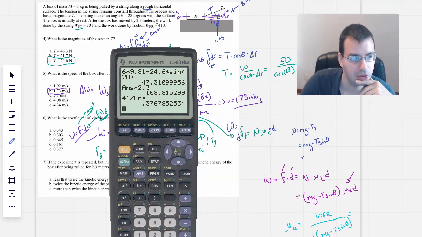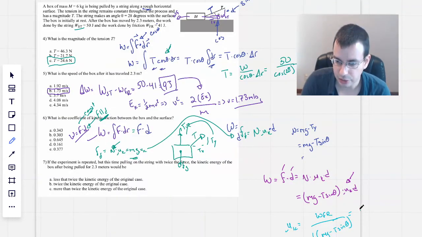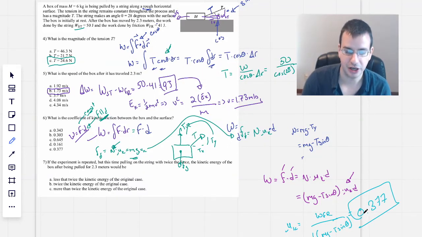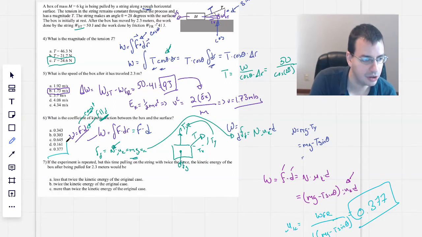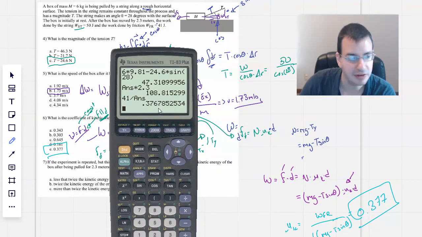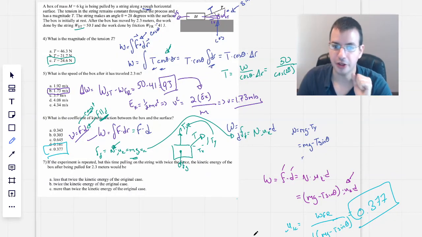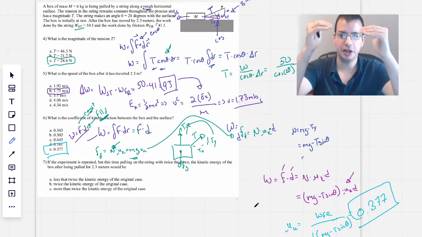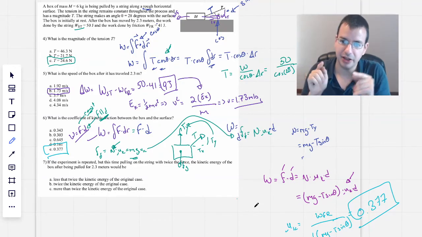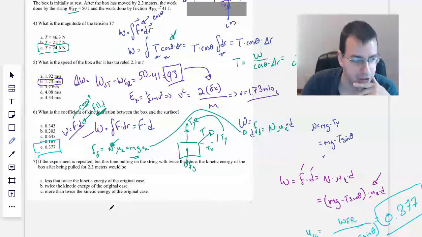It gives us 0.377. Coefficient of friction is usually about 0.3 or so, so 0.377, I'm good with that. Okay, so that's how you find the coefficient of friction. The key there is not only is the block being pulled down by gravity, but you're actually pulling the block up a little bit because of the tension of the string.